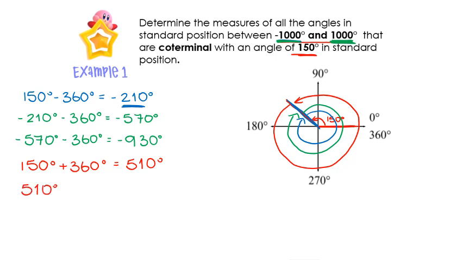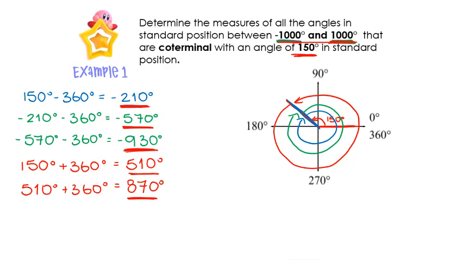So I'll start with 510, add another 360, and that would land me at 870 degrees. And I'm going to stop there as well because we don't want to go over 1000 degrees. So negative 210, negative 570, negative 930, 510, and 870 are all coterminal angles with 150 degrees that fall in between negative 1000 degrees and positive 1000 degrees.